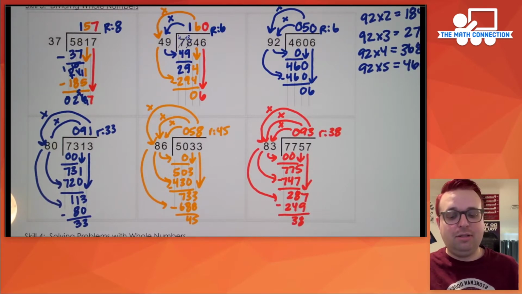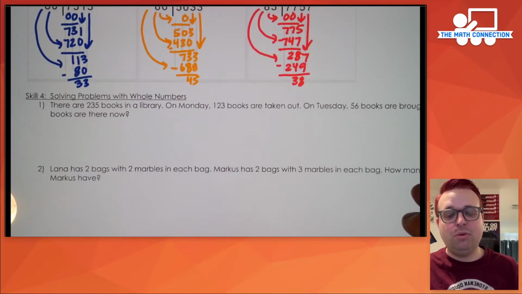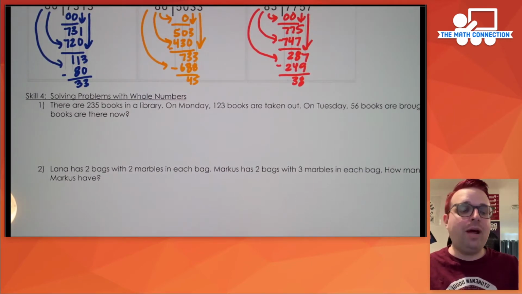The next section is about solving problems with whole numbers. Another way to look at this is word problems. Word problems exist in every skill we have in mathematics because it really tests how you can translate a problem that you might have in real life into a numerical form so you can solve it.